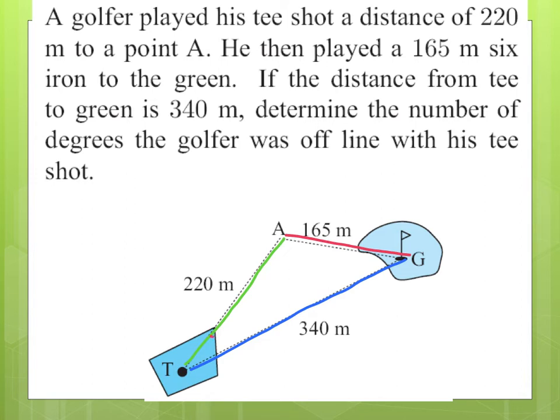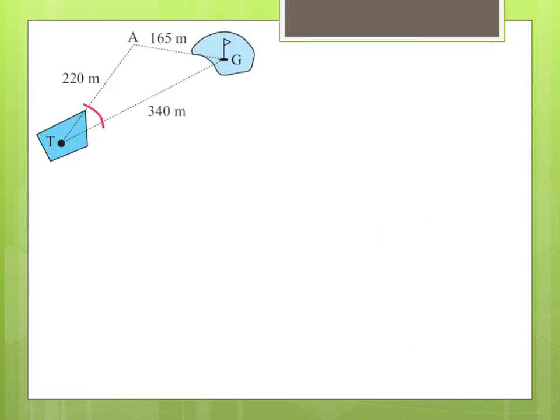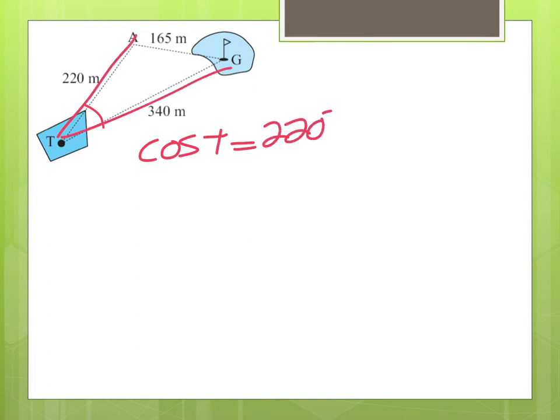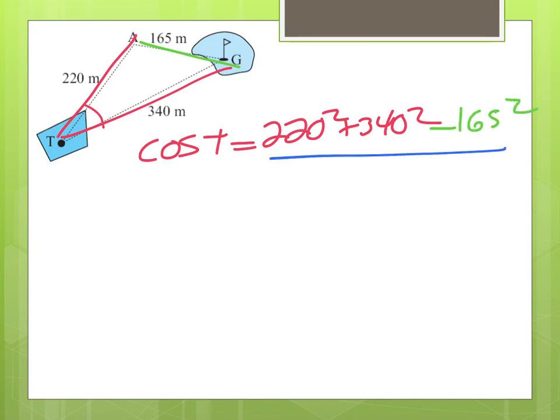So, what is our initial angle? Since we know all three sides, we're going to go ahead and solve this using the law of cosines. So let's go ahead and take a look at how to set it up. Okay, so since I want to solve for T, I have that the cosine of T is equal to the two adjacent sides, which are 220 and 340, so 220 squared plus 340 squared, minus the opposite side, so minus 165 squared, divided by 2 times 220 times 340.